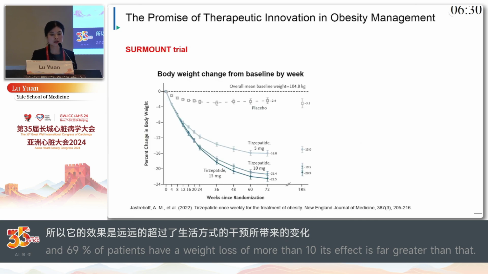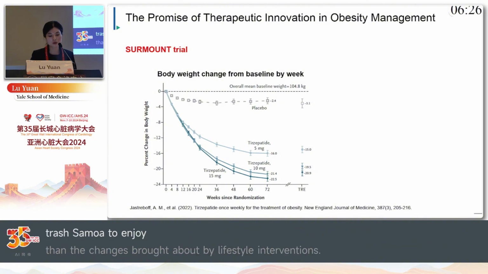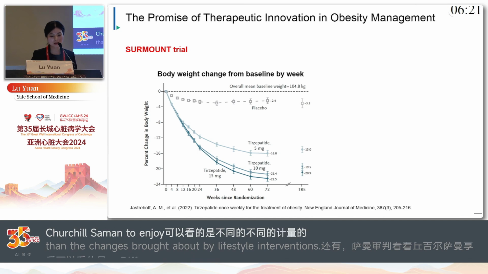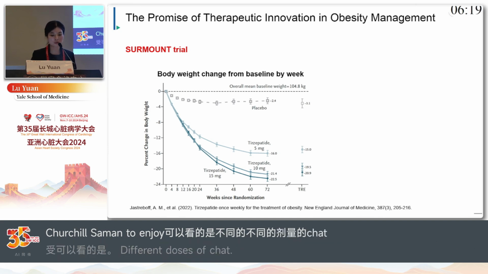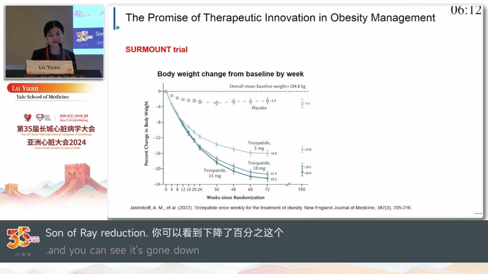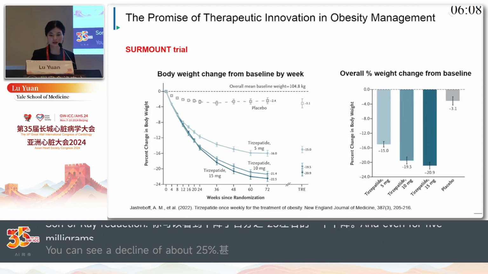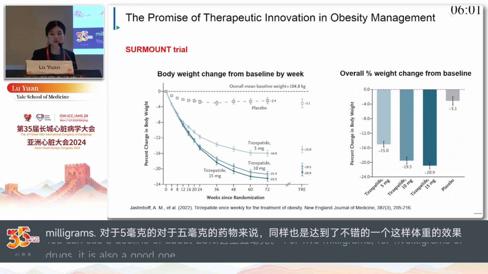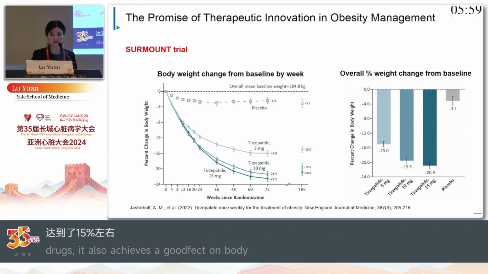Also, the SURMOUNT trial looking at tirzepatide, which Dr. Kramer already covered, with different doses of tirzepatide. By 72 weeks, we can see 22.5% weight reduction for tirzepatide 15 milligram, and 21% for 10 milligram. And even for 5 milligram, it's 16% reduction. Really impressive here, compared to only 3.1% in the placebo group.